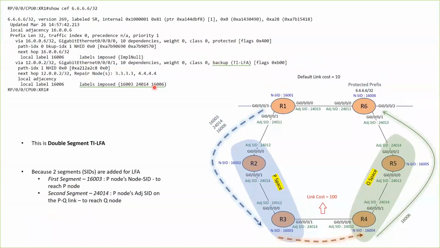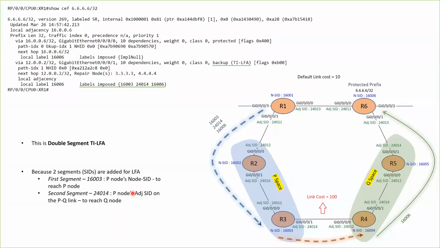This is double segment TI-LFA. First segment to reach P node, second segment is the adjacency SID of the P node to reach Q node. If P and Q are many routers apart, keep putting as many adjacency SIDs to somehow reach Q. So R3 will have 24,014 as its adjacency SID, and R3 will be doing a POP.